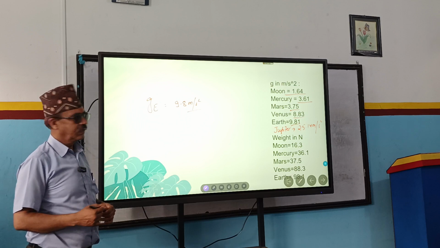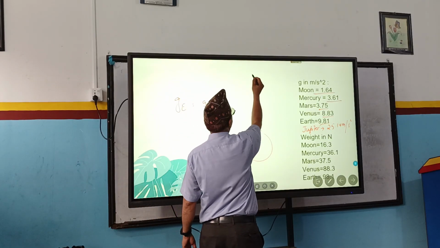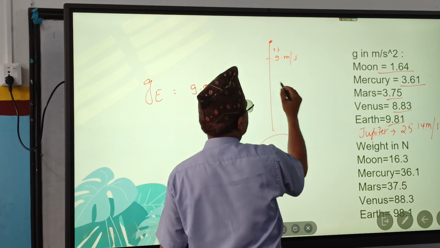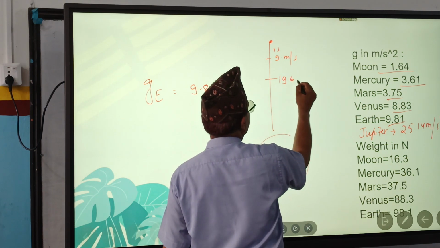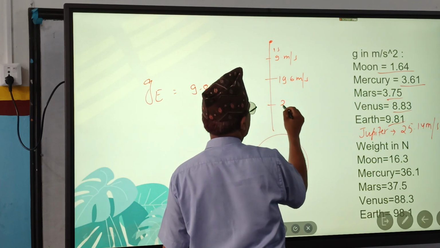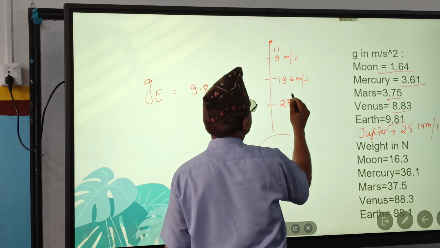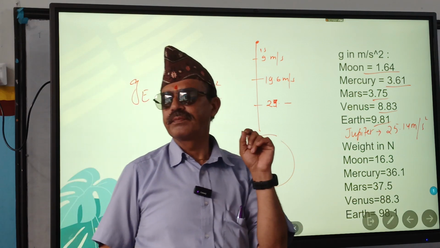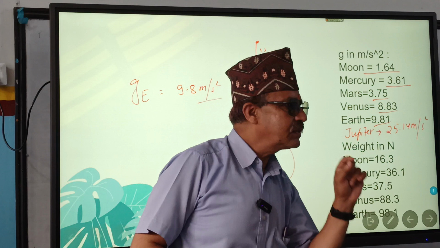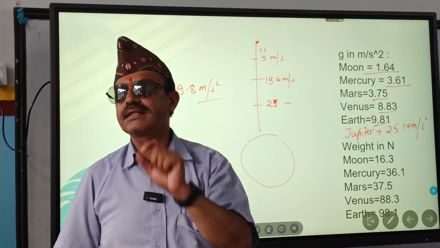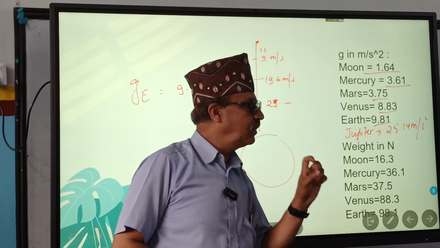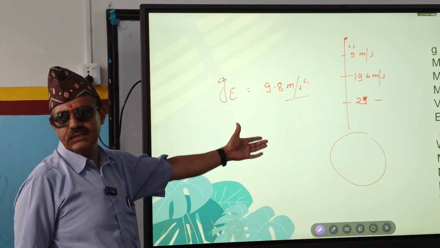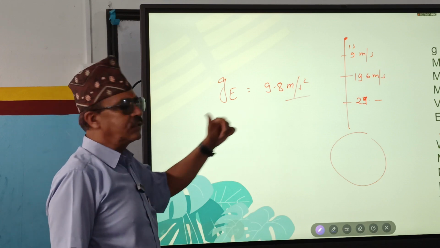What does it mean? Do you know? Suppose this is earth. If any object is dropped from here, in 1 second its velocity is how much? It means, what is acceleration? How do you define acceleration? The rate of change in velocity is called acceleration. Sometimes a question can be asked: the value of acceleration due to gravity on the Earth's surface is 9.8 meter per second square. What does it mean?